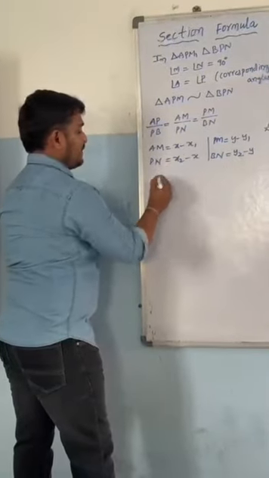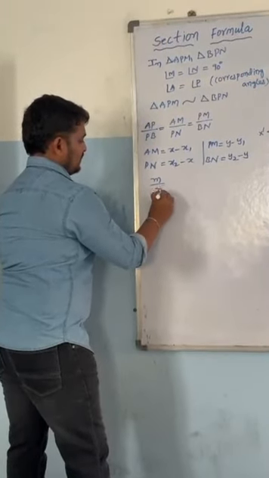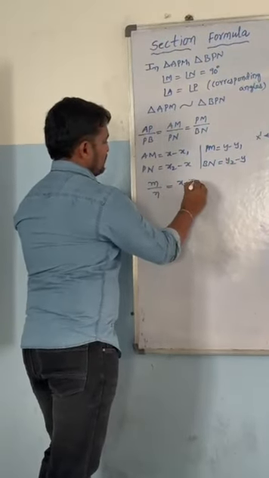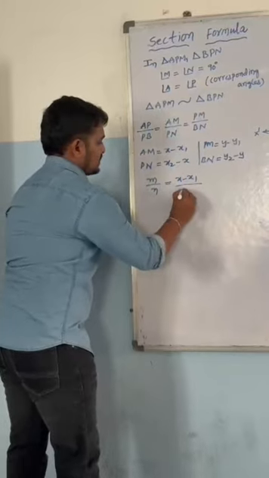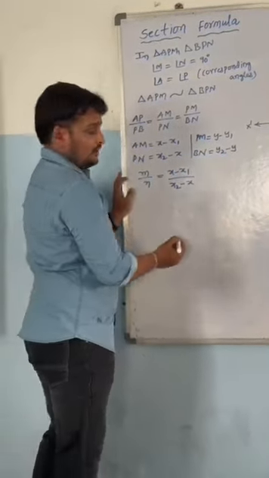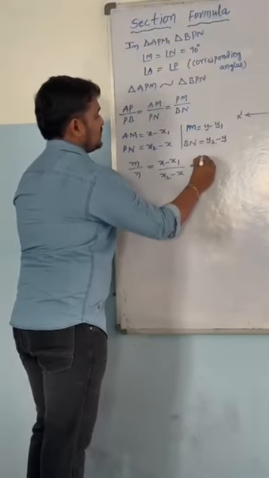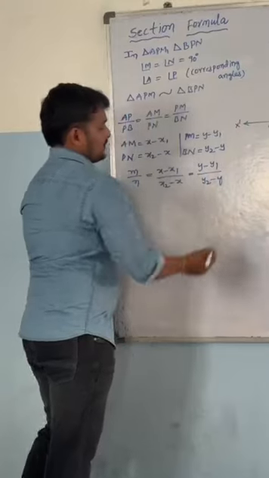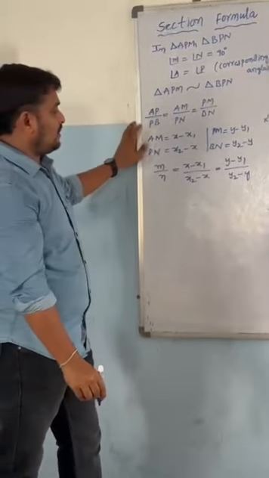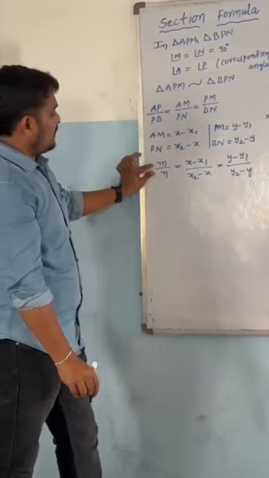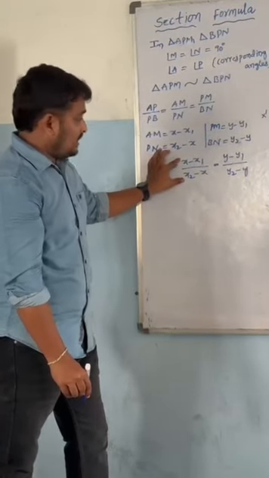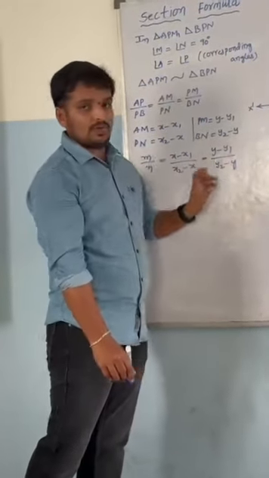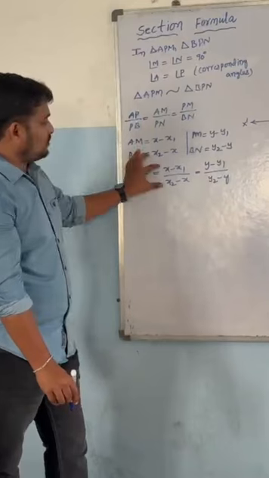The value of AP by PB is m by n is equal to, here AM is X minus X1 and PM is X2 minus X. And at the same time here, PM is Y minus Y1 by Y2 minus Y. So, I wrote the ratios first. Now I have substituted the values. You can see m by n is equal to X minus X1 by X2 minus X, as well as Y minus Y1 by Y2 minus Y. It is nothing but 1 is equal to 2 is equal to 3.